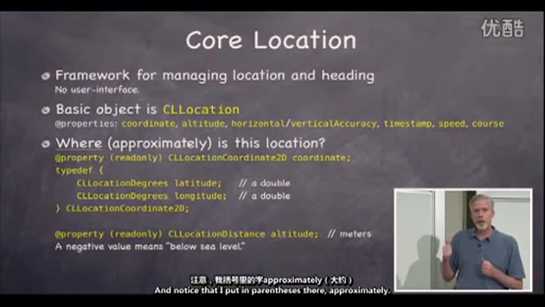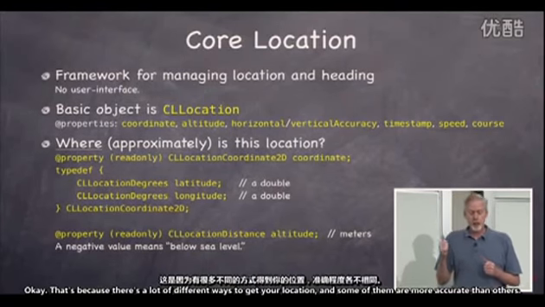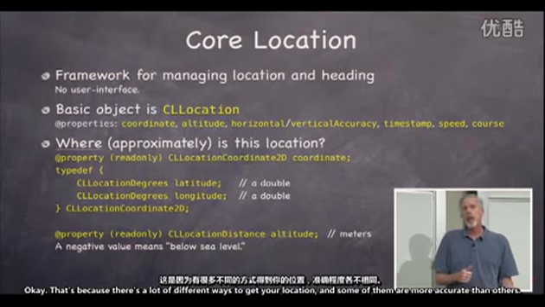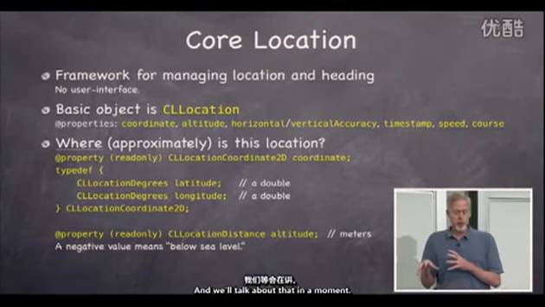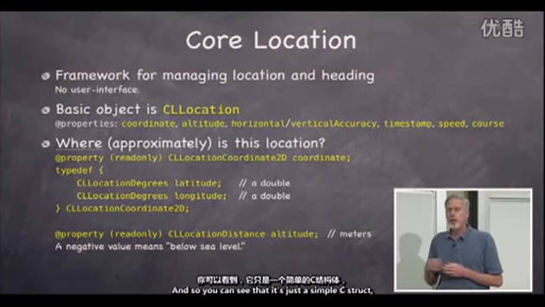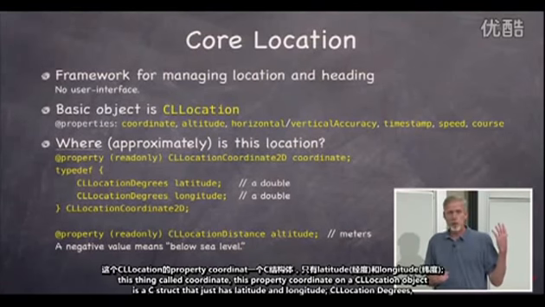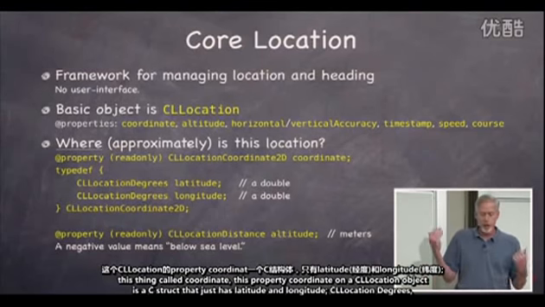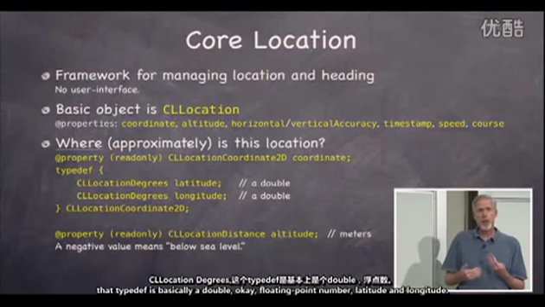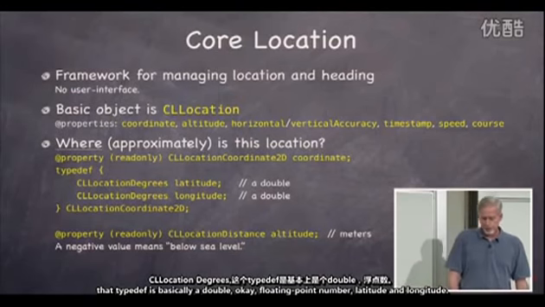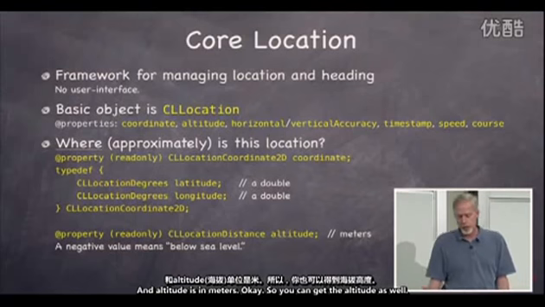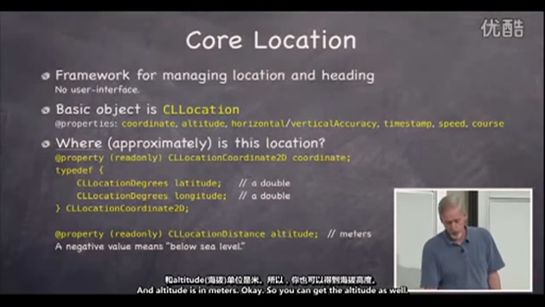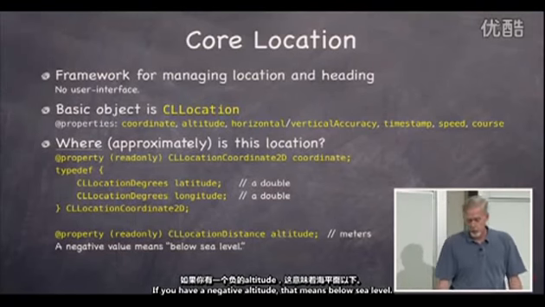And notice that I put in parentheses there "approximately." That's because there are a lot of different ways to get your location, and some of them are more accurate than others. We're going to talk about that in a moment. You can see that it's just a simple C struct. This property coordinate on a CLLocation object is a C struct that just has latitude and longitude. CLLocationDegrees is basically a double, a floating point number, for latitude and longitude. And altitude is in meters, so you can get the altitude as well. If you have a negative altitude, that means below sea level.